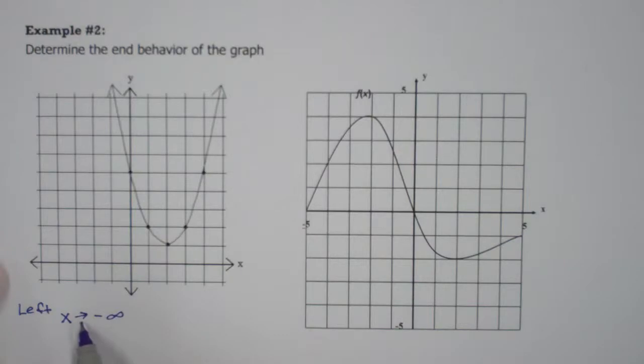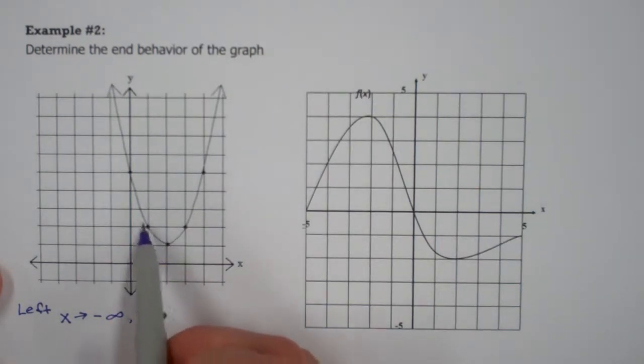This little arrow means approaching. So as x approaches or is approaching negative infinity, we're wondering what does the y do. This is your setup for the left end behavior, and then this piece will be different. This piece will be the same for all the graphs. This piece will be different based on whatever graph you're looking at.